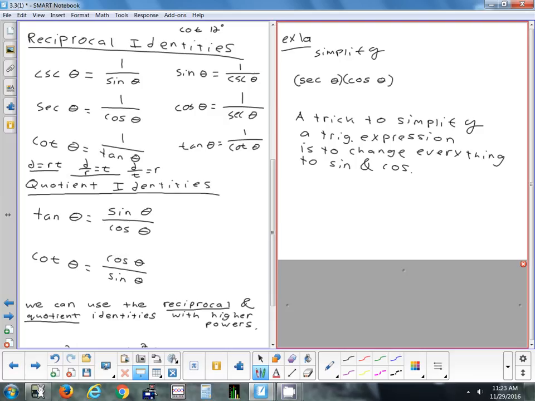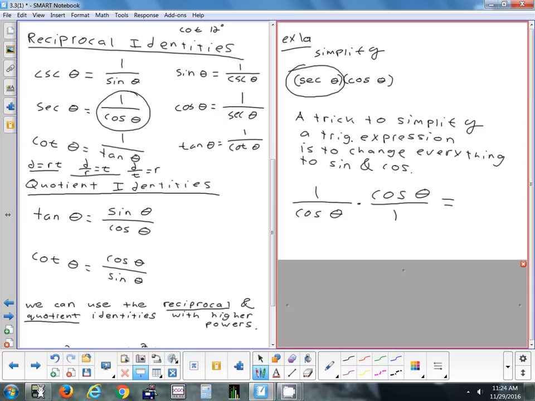Okay, so using our identities from the other page, Jared, how can I rewrite secant with just using sines or cosines? Yeah, we're going to substitute in. Substitute that for that. Okay, so change secant to what it's equal to, 1 over cosine. Okay, so we have 1 over cosine times cosine. Now, cosine isn't a fraction, but if I wanted to make it a fraction, what could I put?